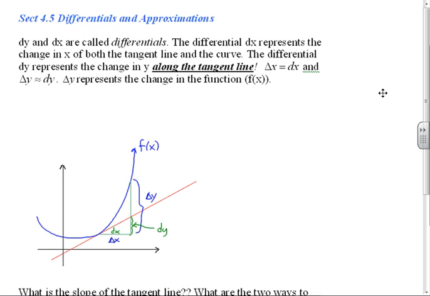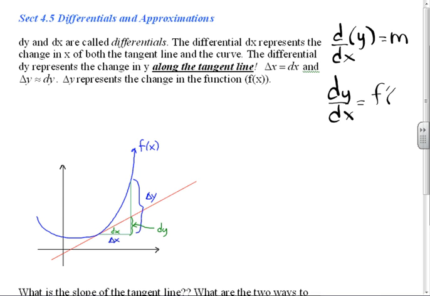Okay, so what we had here before, we had the derivative operator of y with respect to x. And we called that just the slope, right? So that's equal to m. And actually we wrote it this way, dy/dx is equal to f prime of x at some particular place. Yep, because this is what the slope is.